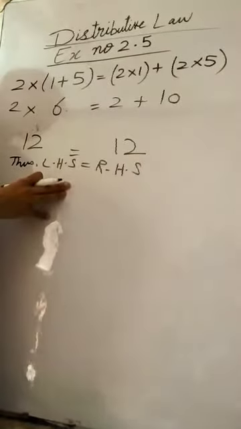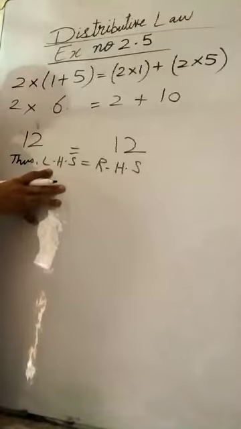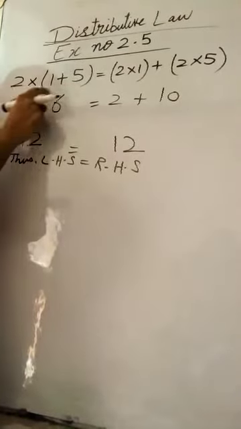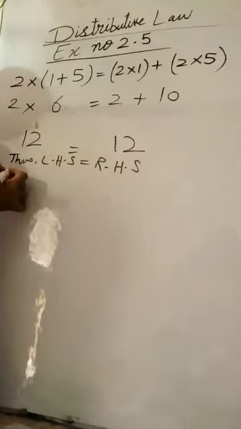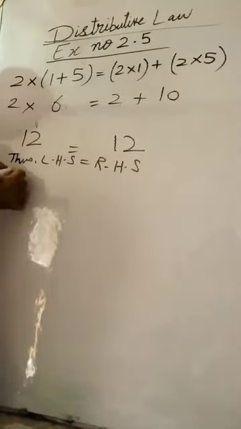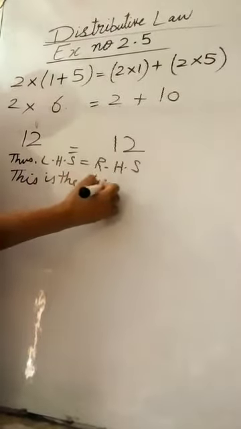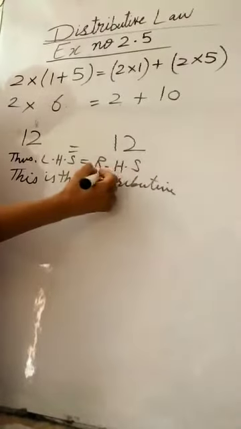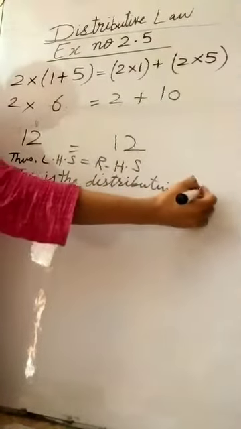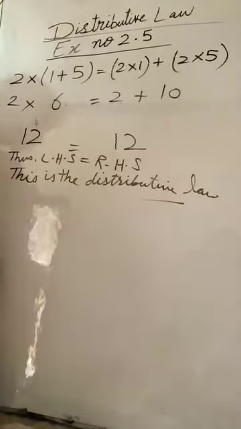But the second part of the question is to identify the law. How can you identify the law? When we have more than two values with two different signs, the law is called distributive law. Write the line: this is the distributive law. This will carry marks, that's why you need to write distributive law. Draw the ending line. Now I am solving the next question.